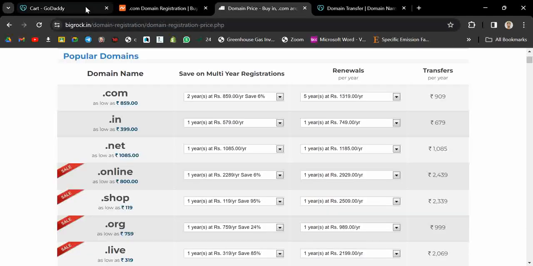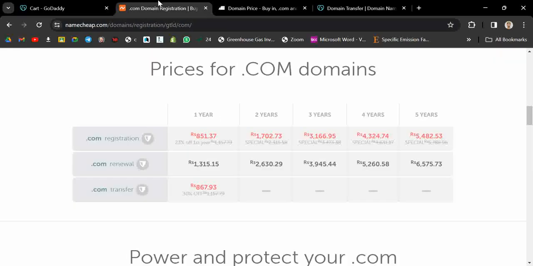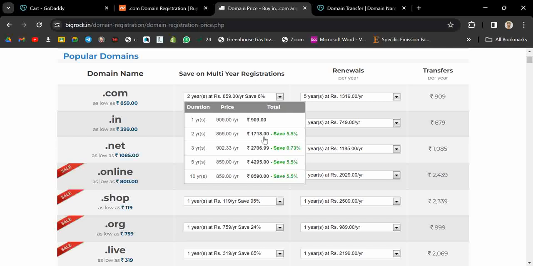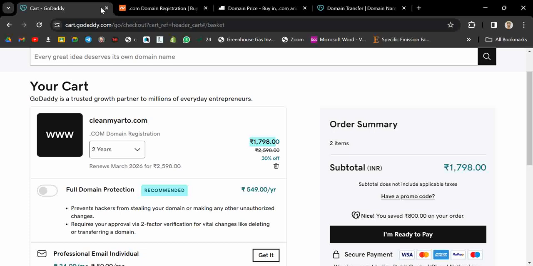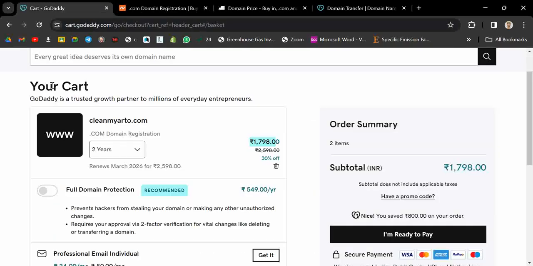So here you can see that for .com in case of GoDaddy, for 2 years it's around 1,798, and for .com domain in Namecheap it's around 1,702, and in case of BigRock, for 2 years it's 1,718. So you can see that more or less the price is not varying much among these three companies. So better you should search for the other features each of the companies is providing.